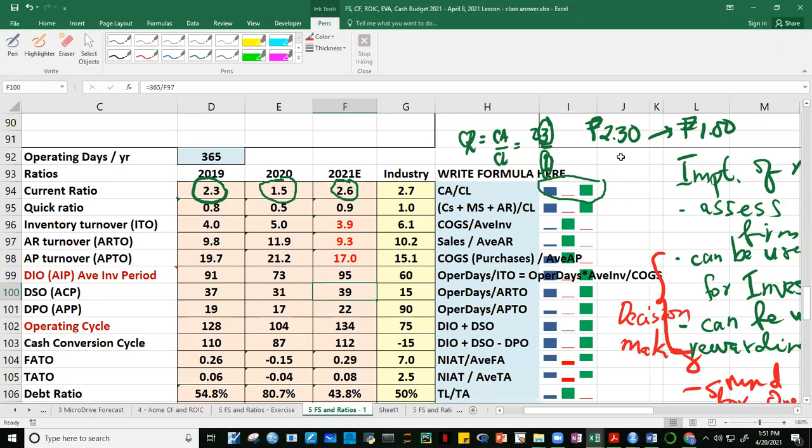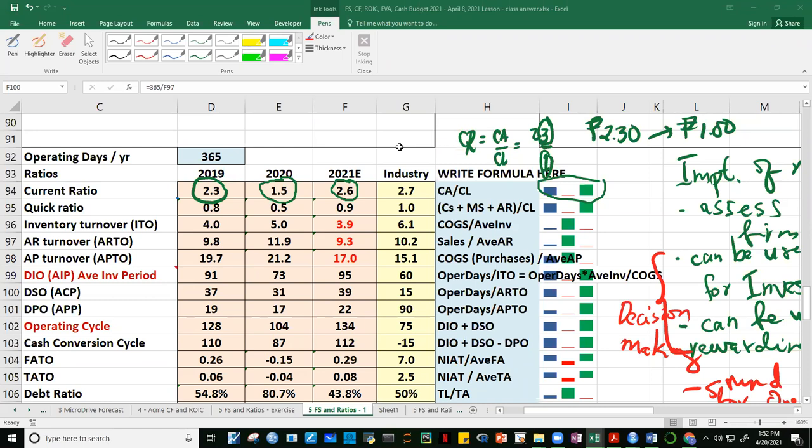Okay? Clear, guys? Clear so far yung kwento natin? Clear? Clear ba so far guys yung DIO, DSO, and DPO? Okay. Right.